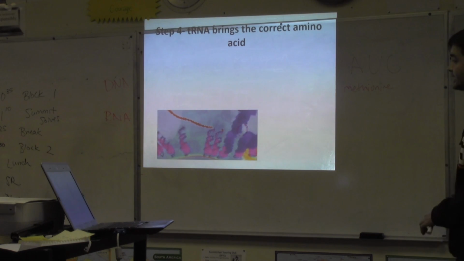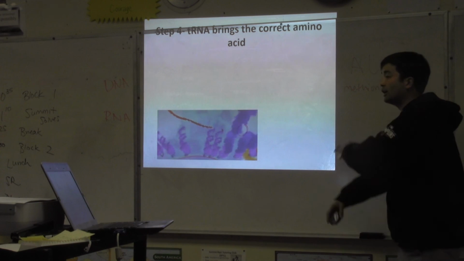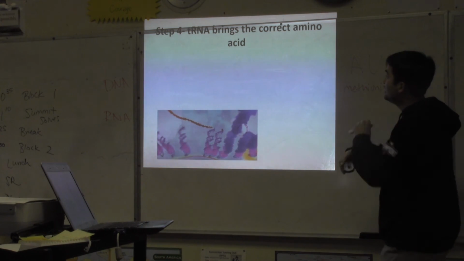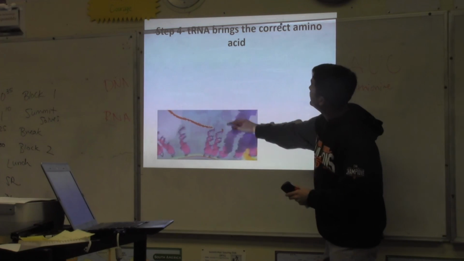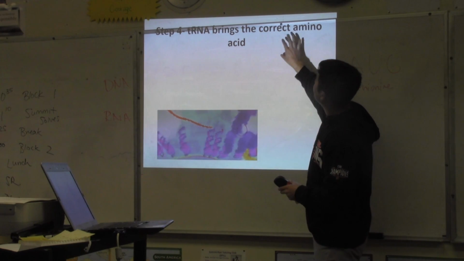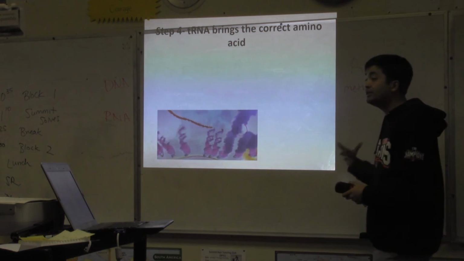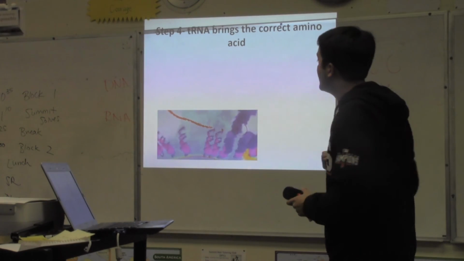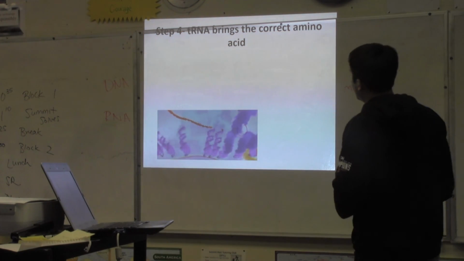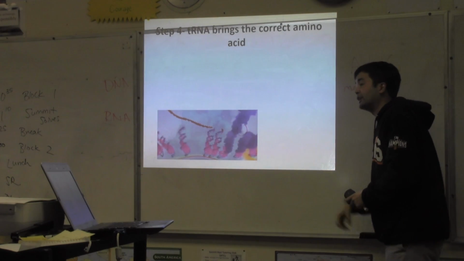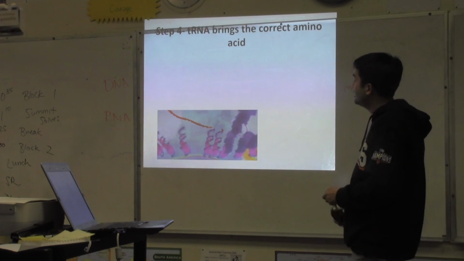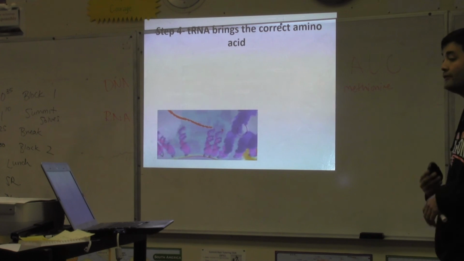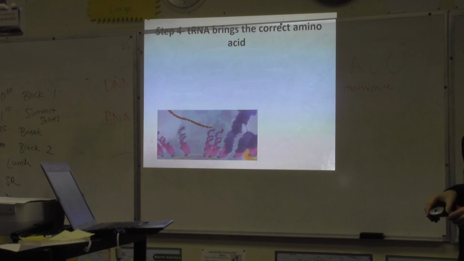The next step in this process is that our mRNA is attached to the ribosomes. Now we have these things called tRNAs, which are the ones that bring in the correct amino acid. They read that code and say, okay, I have an AUG, I'm going to bring in a methionine amino acid. Oh, I have a UAU, I'm going to bring in a tyrosine amino acid. So it reads that code and figures out what amino acid it needs to bring.